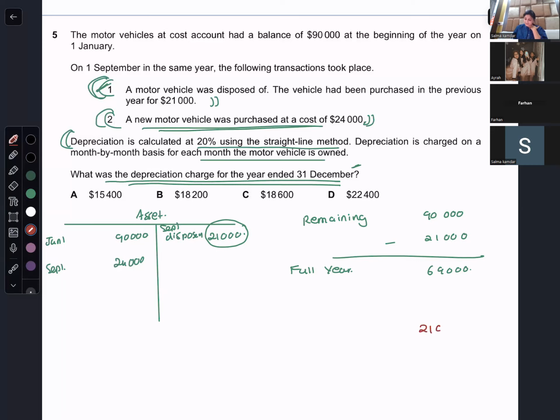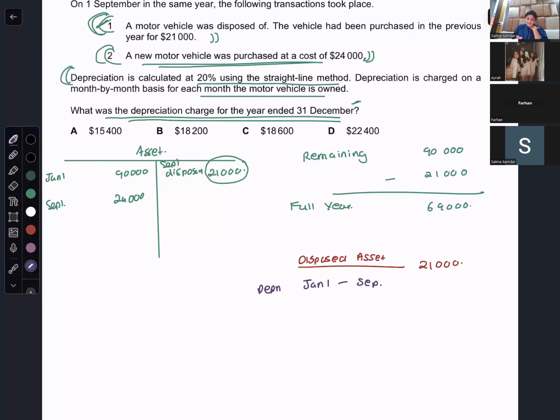The asset worth 21,000 is going to be with you from which month to which month? From 1st Jan to September 1st. So this is the disposed asset, and the depreciation will be from 1st Jan to 1st September. And then the new motor vehicle is going to be from when to when? 1st September to 31st December. So you want the depreciation charge for the current year.